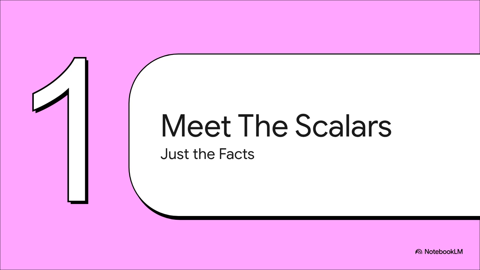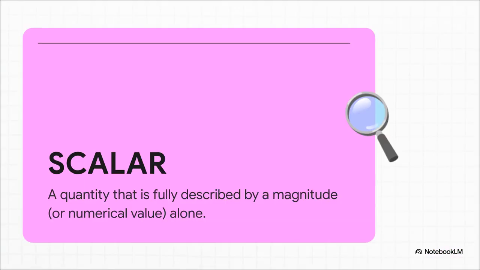So to really get what's going on with our pilot, we have to start with the simple part of the story. Let's talk about the numbers we use every single day without even thinking about it. These are called scalars. A scalar is, well, it's just a number. That's really it. It has a magnitude, a size, an amount, but that's where the story ends. It answers the question how much, and that's all it does.